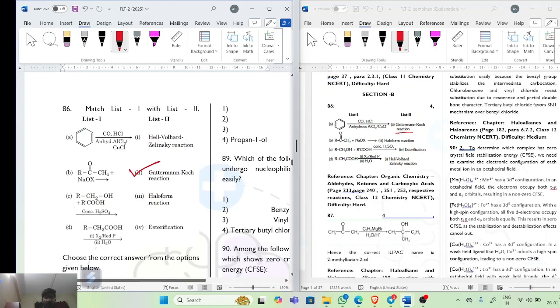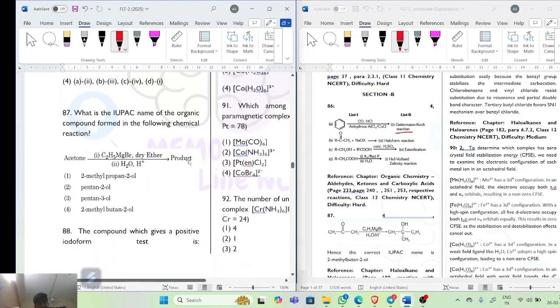Now RCONH2 with NaOX. This is a very famous reaction, which is the haloform reaction. Now RCH2OH plus RCOOH with concentrated H2SO4. This is the esterification reaction, which is used to make perfumes and other esters. At last we have RCH2COOH in the presence of red phosphorus. In any equation where the reagent is red phosphorus, this is only possible in the Hell-Volhard-Zelinsky reaction, HVZ reaction.